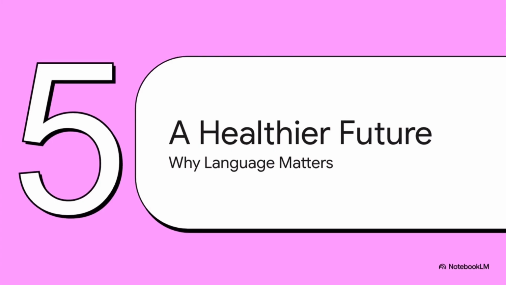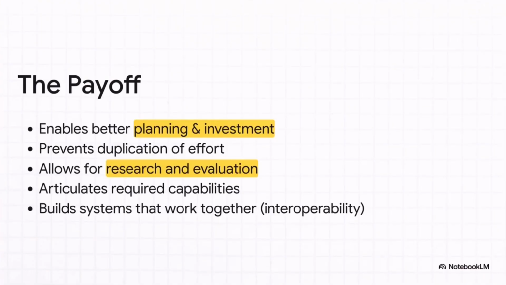So, we've seen how this framework helps patients, providers, and planners. But let's zoom out one last time. Why does having this shared language matter so much for the future of global health? Well, the payoff is absolutely huge. When everyone's speaking the same language, you get much smarter planning and investment. You stop wasting money and effort, so you don't have 5 different groups all building the same reminder app. It lets researchers actually compare what's working and what's not across different countries. And maybe most importantly, it's the only way we can build systems that actually work together, that are interoperable, creating a truly connected health system that's smarter and fairer for everyone.